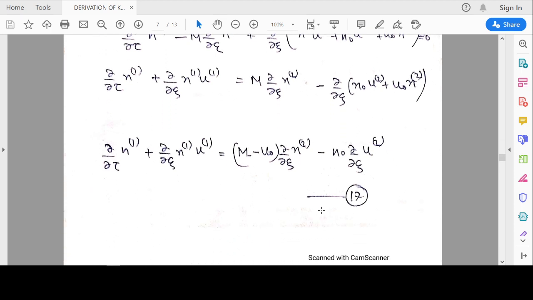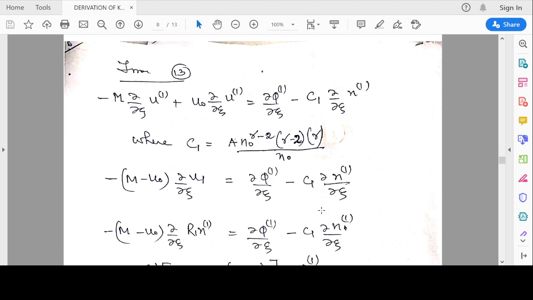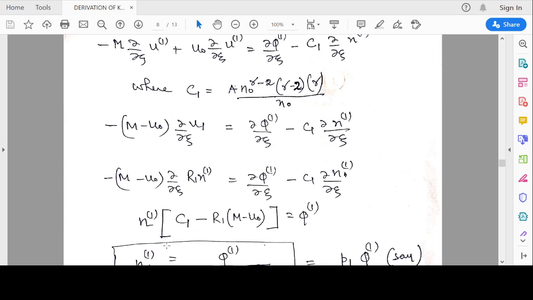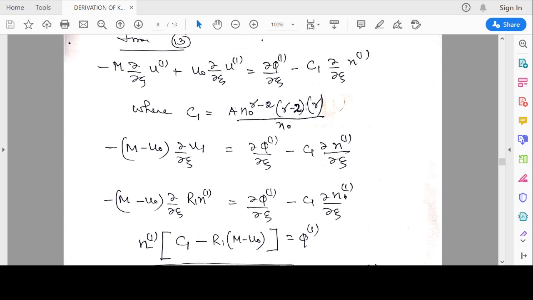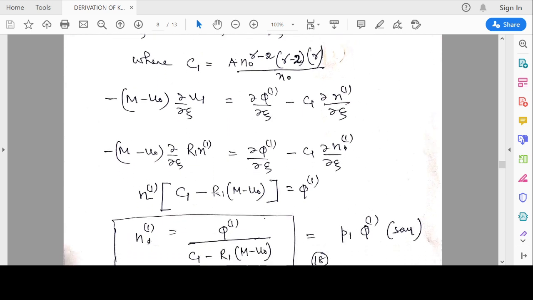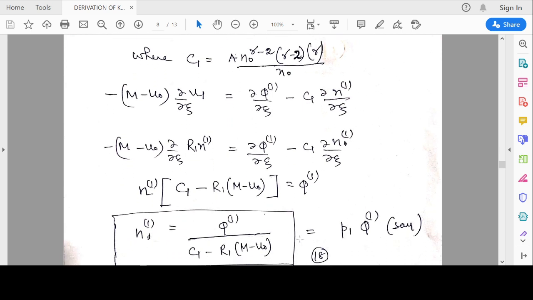Now coming to the next equation, that is the first order term from the momentum equation. You see, this was the momentum equation with the first order term, and I have just written it simplified because I don't want to write all those things again and again. Now with this we get n1 in terms of phi 1. So you see, from the first order equation we don't get any n2 or phi 2 or u2 kind of terms, so it's a good thing. So we just get n1 in terms of phi 1. Let's call it p1 phi 1.